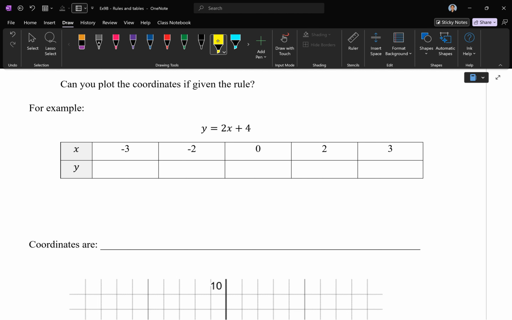Here we go. We've got our rule. They tell us that y equals 2x plus 4. This is our rule now.